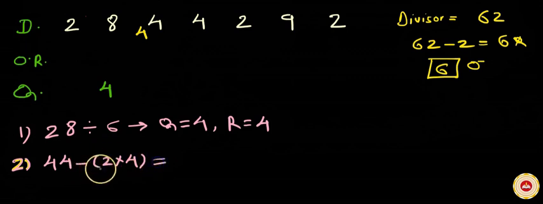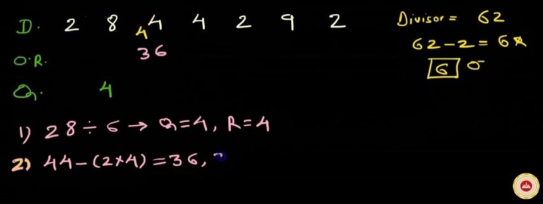Because this is the negative osculation process. In the positive osculation process we add to this dividend, and in the negative osculation process we subtract from this dividend to get the osculation result. 44 minus 8 is 36. This 36 is the first osculation number and is to be written below this 44.